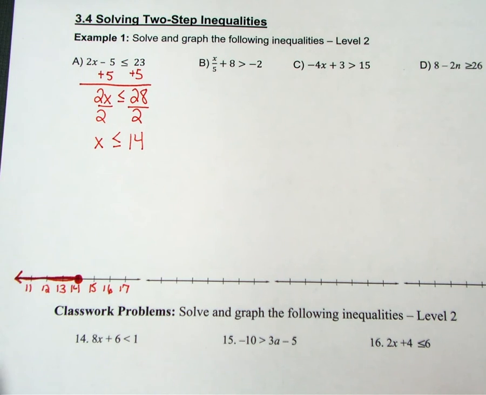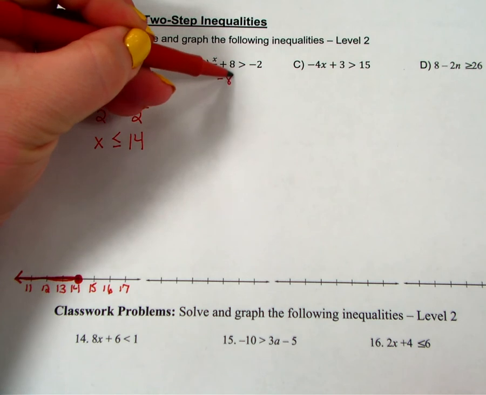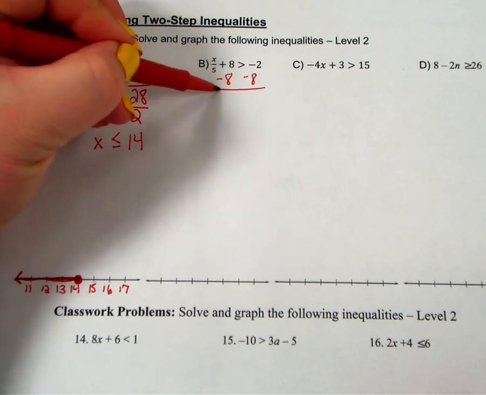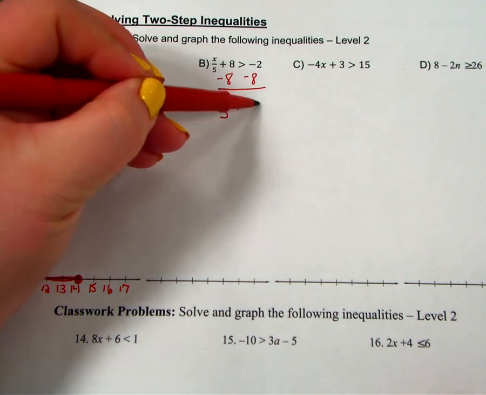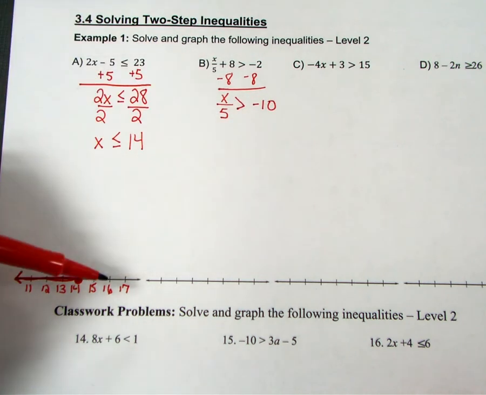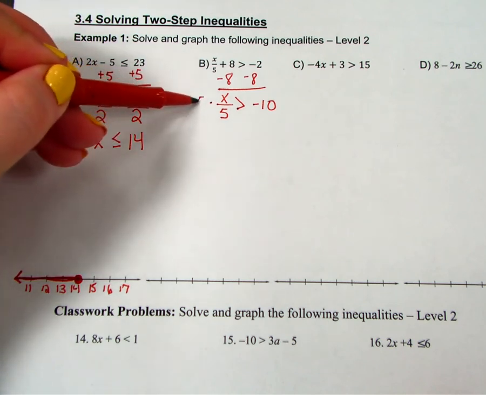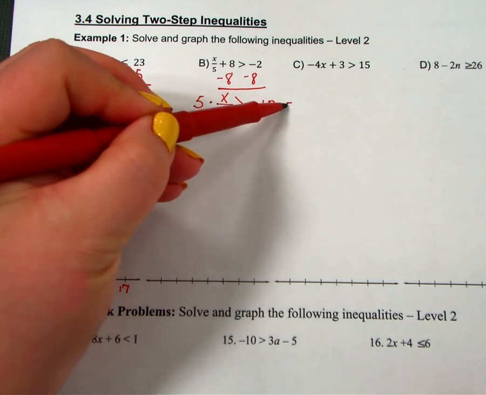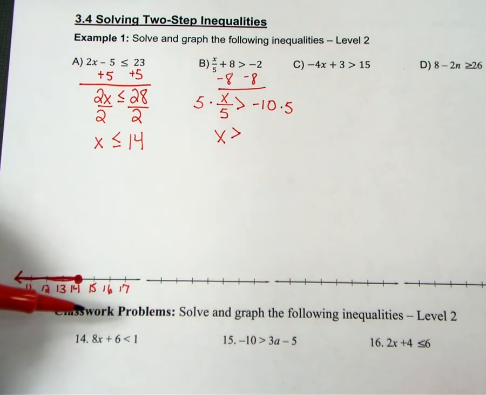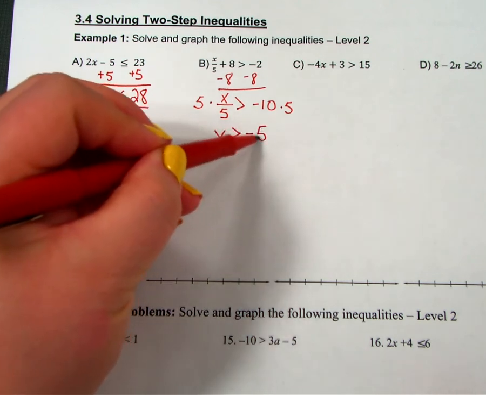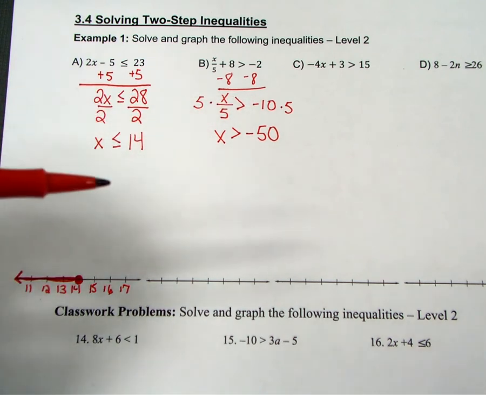For B, in order to get the x alone, the first thing I need to do is subtract 8 from both sides. So I have x over 5 is greater than -10. Then I'm going to multiply both sides by +5. So x is still greater than -50. I multiplied both sides by a positive number, so there's no need to switch any kind of inequality.